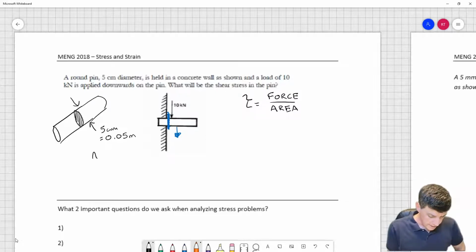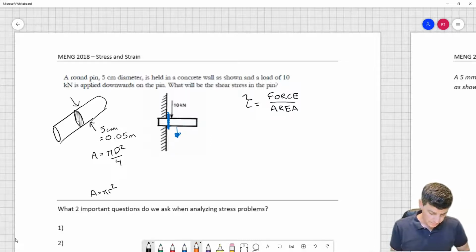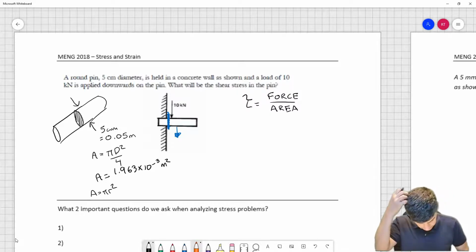I could find my area. So area is pi d squared by 4. You of course could also use area equals pi r squared and sort out your area by turning your diameter into a radius. I like the d squared approach, and if I work that out, I'm going to get an area equal to 1.963 times 10 to the negative 3 square meters.